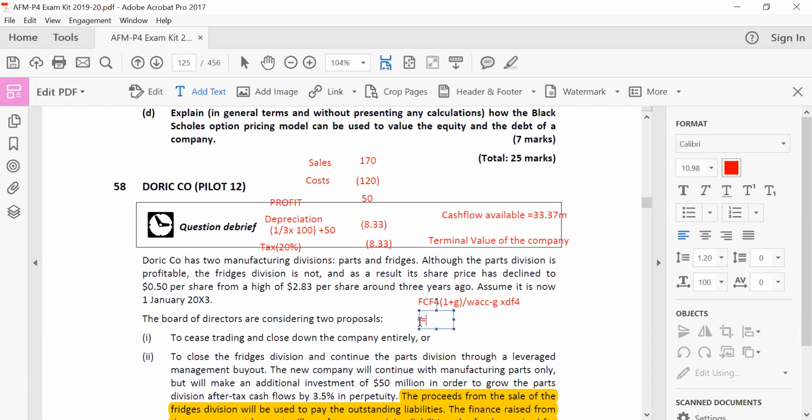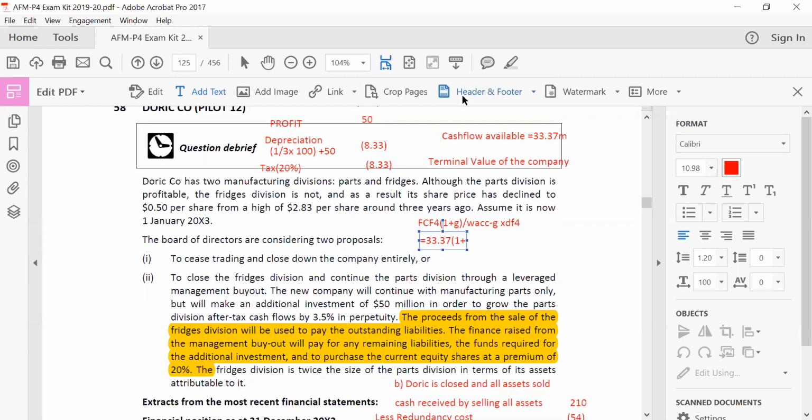So I have my free cash flow. The last free cash flow is 33.37 into brackets. Do I have the growth rate? They said the growth rate is 3.5%. If you remember, that's what the examiner said here. He said the free cash flows will grow by 3.5% in perpetuity. So 3.5% means 0.035.